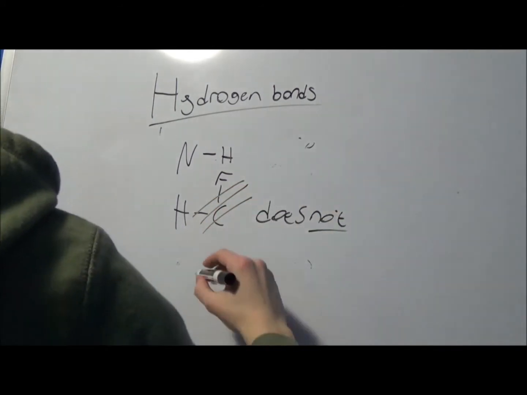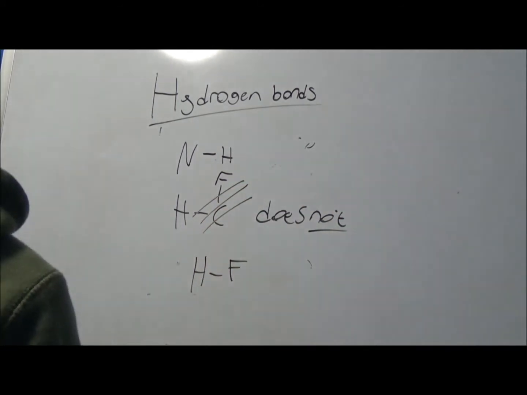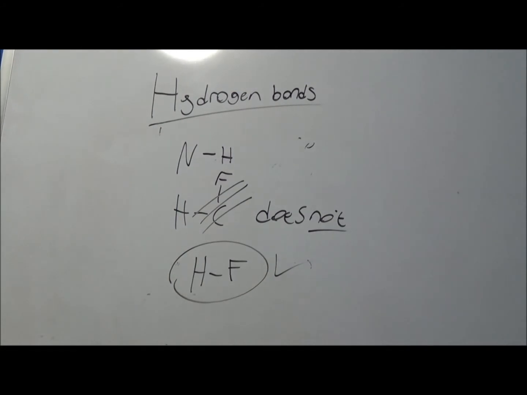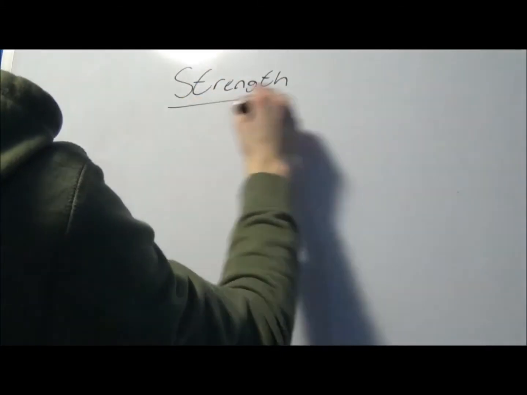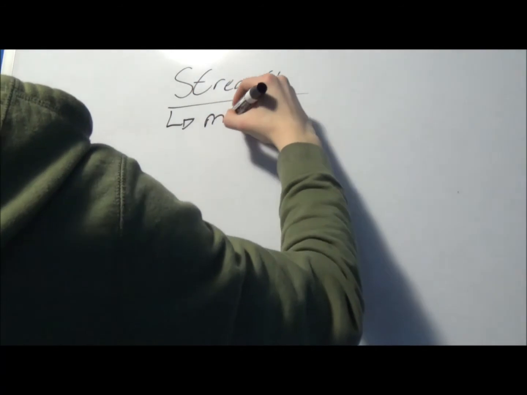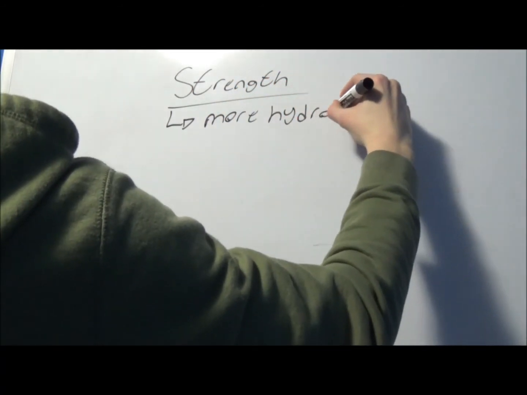For example, nitrogen and hydrogen bond together, and that creates a hydrogen bond. However, hydrogen bonded to a carbon bonded to a fluorine is not, because there's a carbon in the equation. If you take the carbon out and just have fluorine and hydrogen, it creates a hydrogen bond.